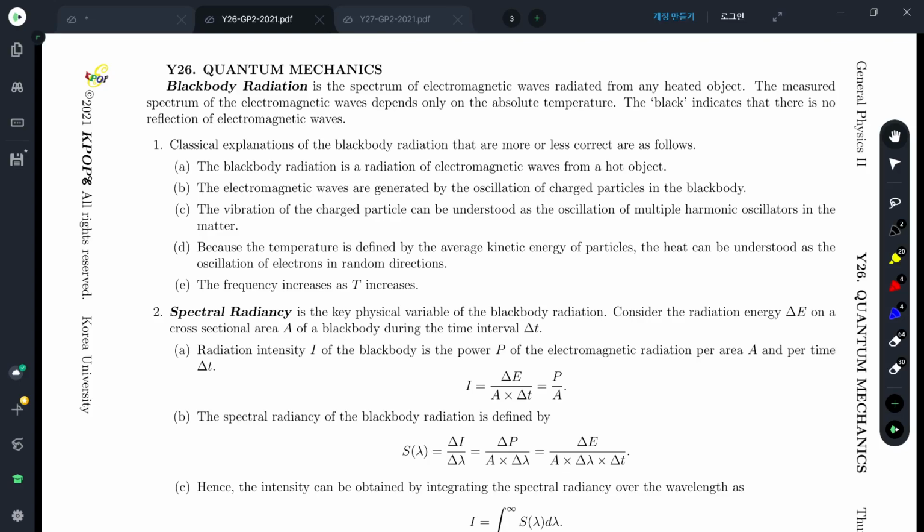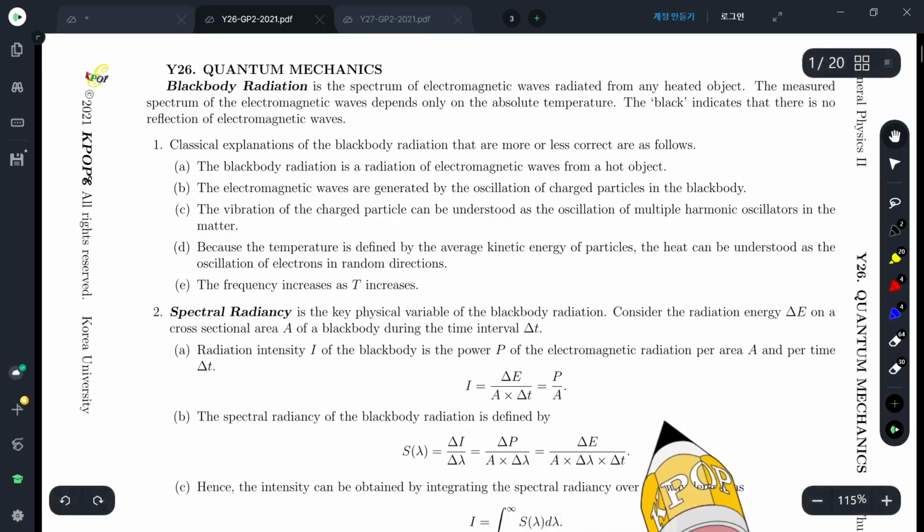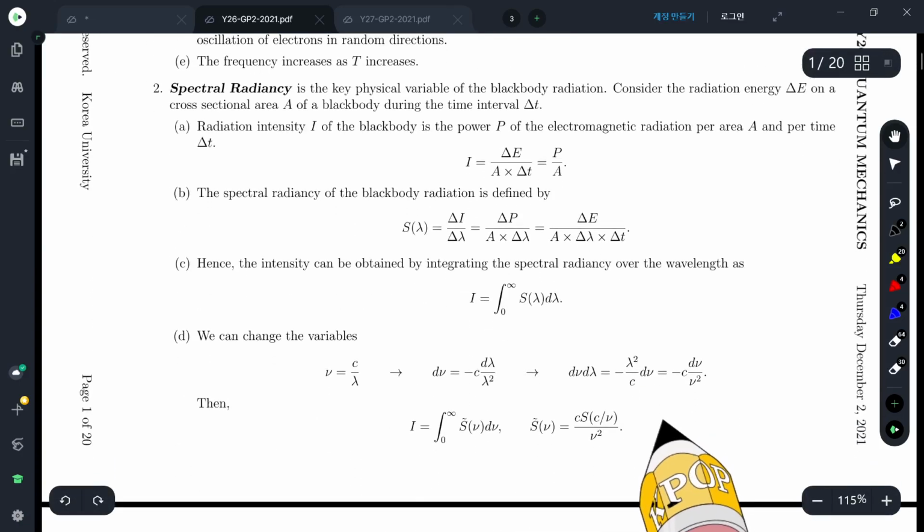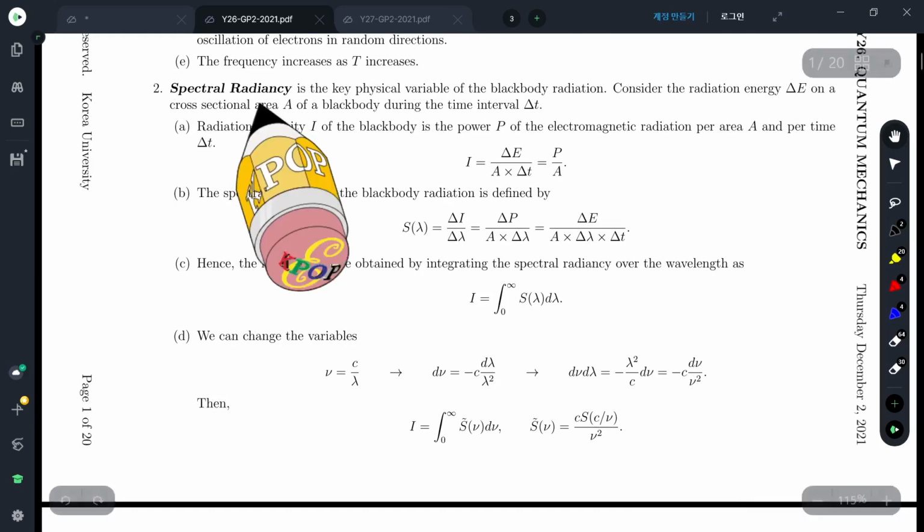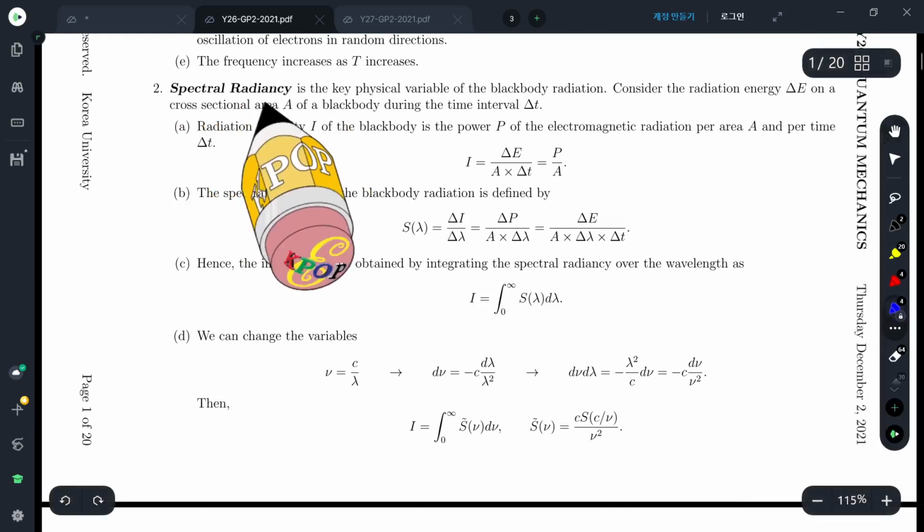People use Maxwell's theory to resolve this problem, but unfortunately, we shall find that this theory breaks down in the limit where the wavelength becomes shorter or the frequency becomes larger. So the black body radiation is parameterized in terms of spectral radiancy.